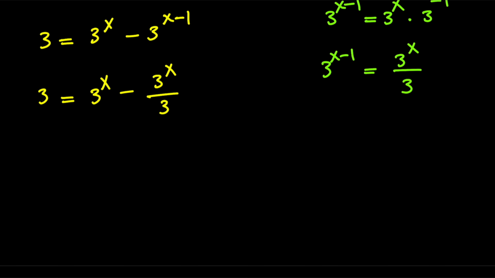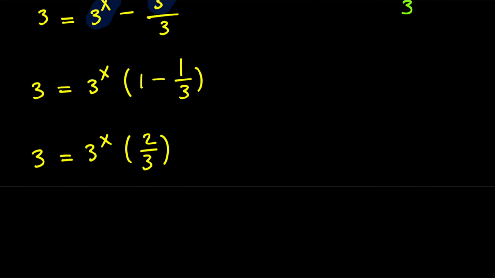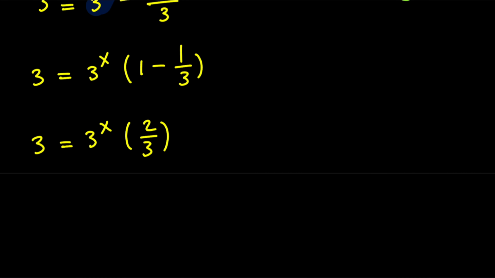And now it is obvious that I can go ahead and factor out this 3 to the power of x. So once I do that, I'm going to have 3 equals 3 to the power of x times the quantity 1 minus 1/3. 1 minus 1/3 is 2/3. Therefore, we have 3 equals 3 to the x times 2/3. Now, to isolate this 3 to the power of x, we need to get rid of this 2/3. So we need to multiply both sides by the reciprocal of this number, which is 3/2.